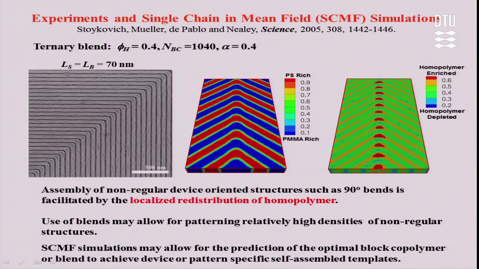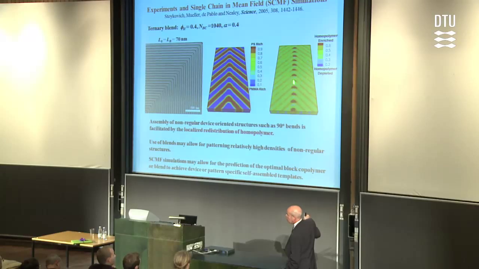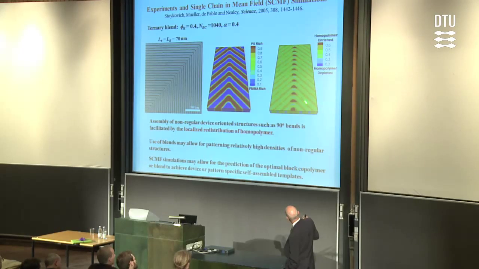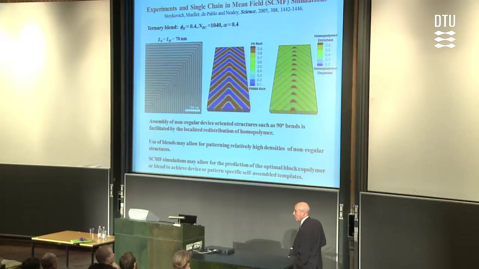And the way the process works is as follows. To relieve the stress that arises in the corners of these patterns, the copolymer recruits homopolymer from the straight segments to the corner. So you see that the concentration is high over here, it is low over here, but the stress is uniform, and you can create structures without defects.